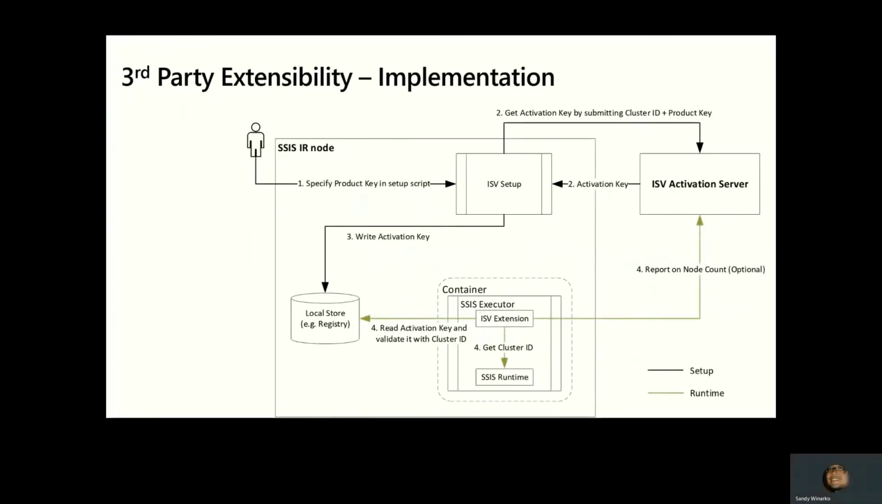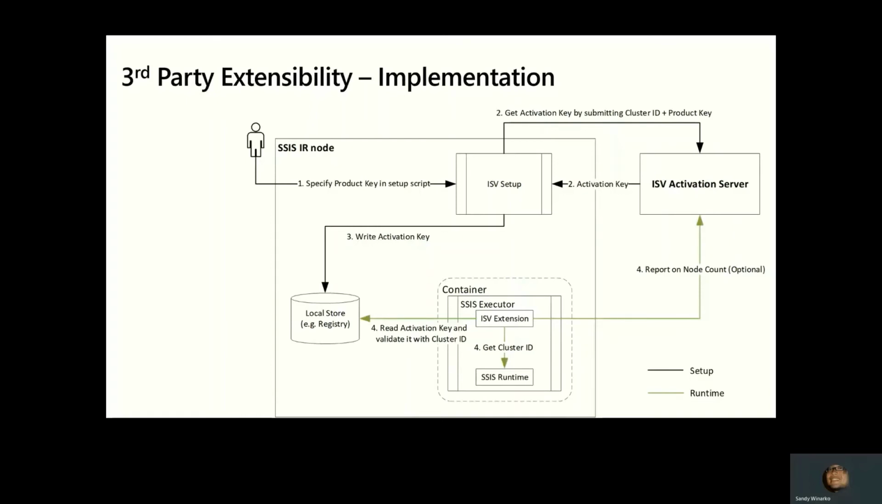Here is a typical implementation of third-party extensibility for SSIS IR. The little guy on the left represents our customer who has paid for a third-party component from our ISV partner and received a custom setup script with product key and associated files to install on his SSIS IR. At setup time, when he provisions his SSIS IR, the custom setup script will run on each node to obtain his SSIS IR cluster ID from a Windows environment variable and submit it together with the product key to the ISV's activation server to get an activation key.